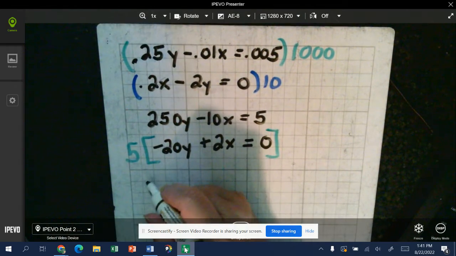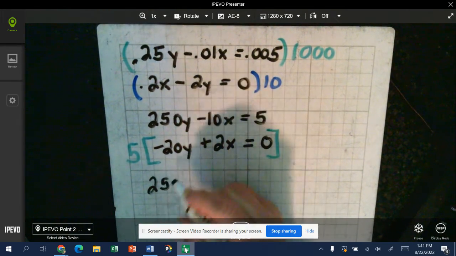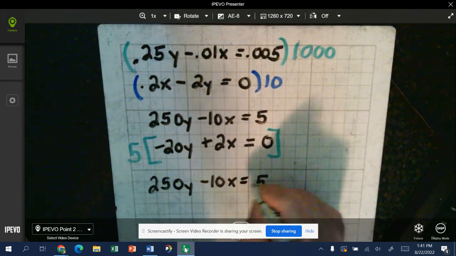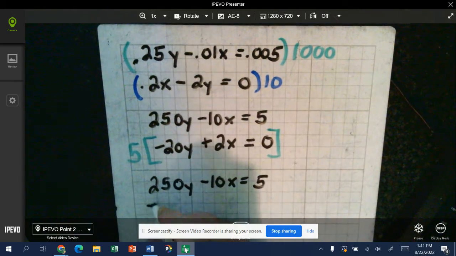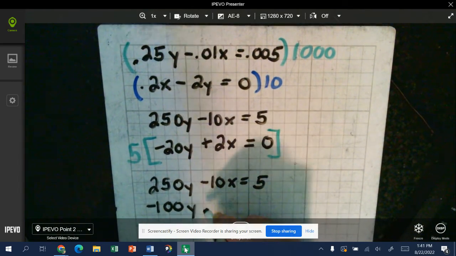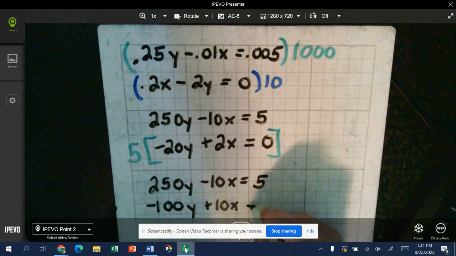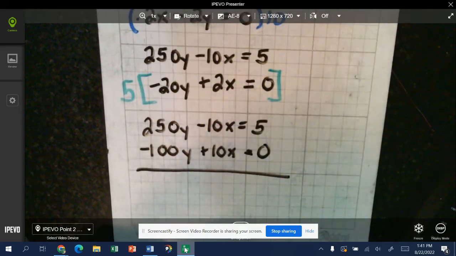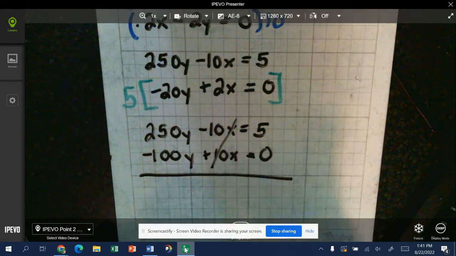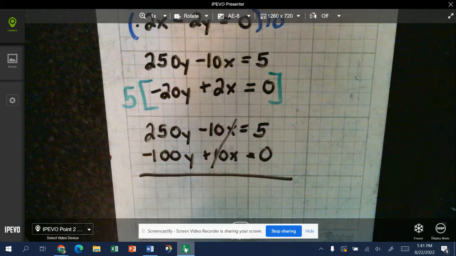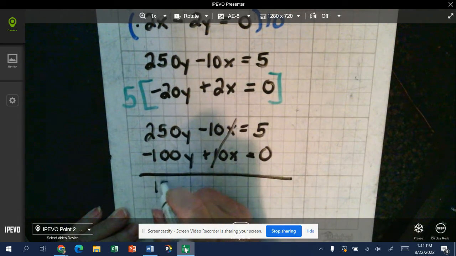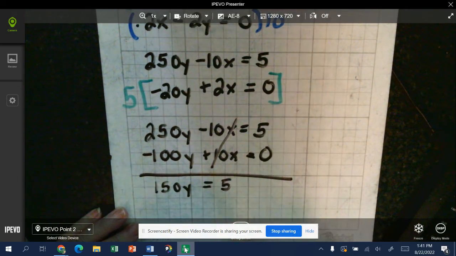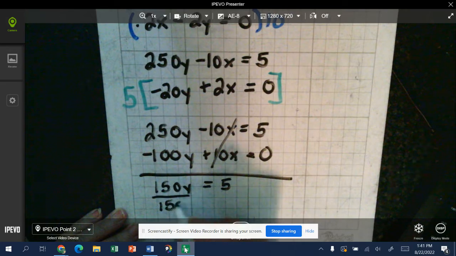So I'm just going to rewrite the first equation. 250y minus 10x equals 5. And when I multiply this through, I'll get negative 100y plus 10x. And again, 0 times 5 is still 0. But now when I go ahead and add those equations, this will add to 0, so I can just kind of cancel those out. So over here, I'll have 150y equals 5. And in order to solve for y, I'm going to divide through by 150.